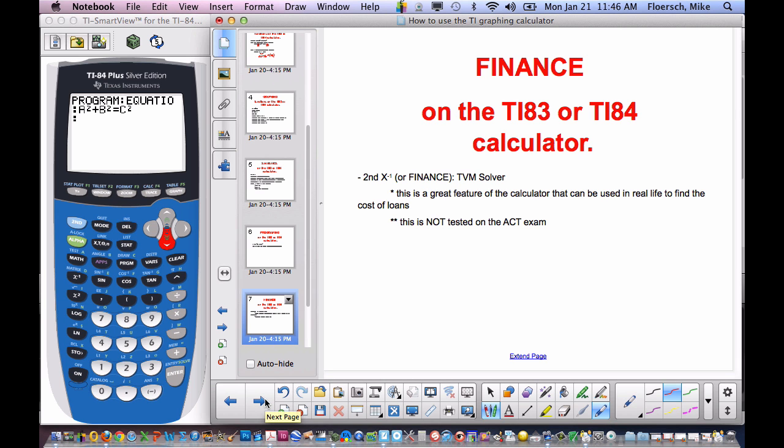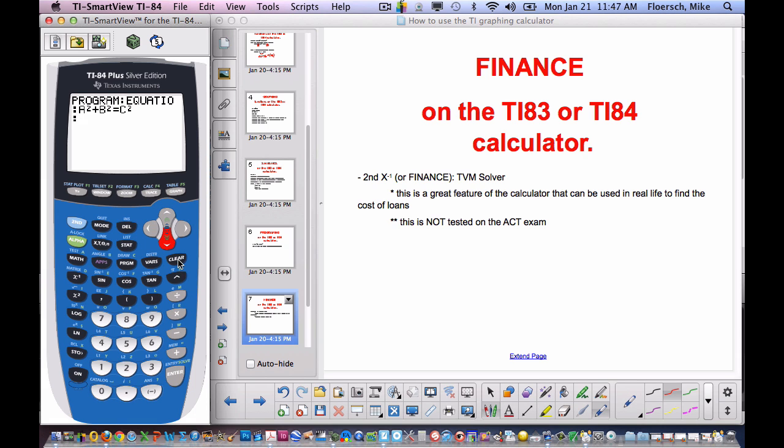Then the last thing I wanted to show you, this is not something that you'll be tested on for your ACT, but it is something that is very useful. I find myself using it quite often when I go to buy, let's say, a car, and I want to find out how much my monthly payments would be. Many people don't know about this, what we call TVM solver. It's a very powerful tool that I think people should know about. So I'm going to hit clear or second quit.